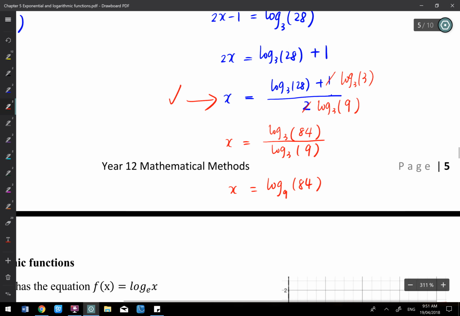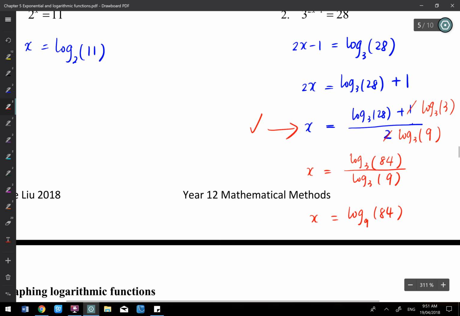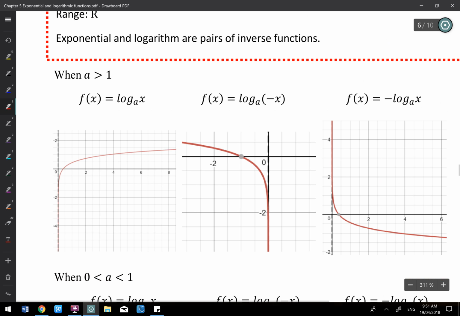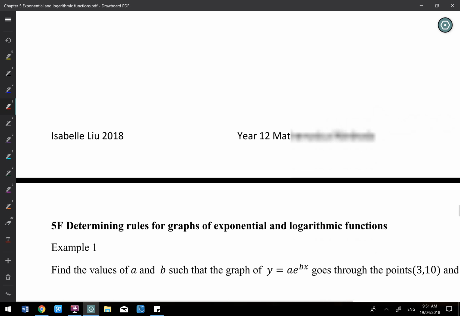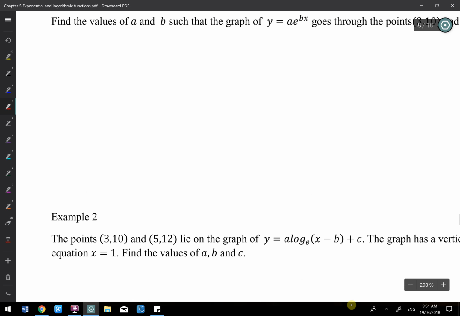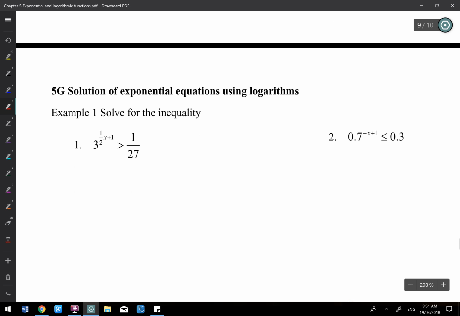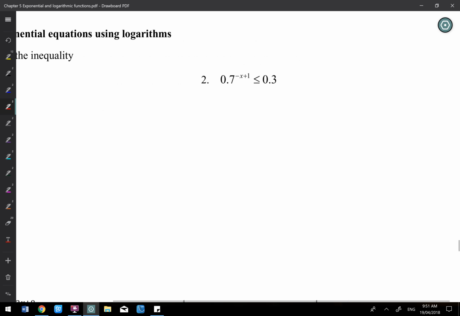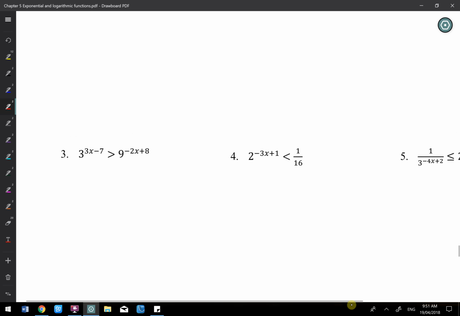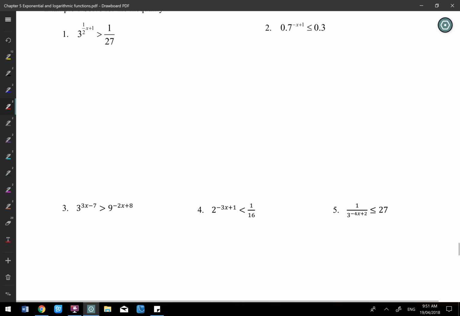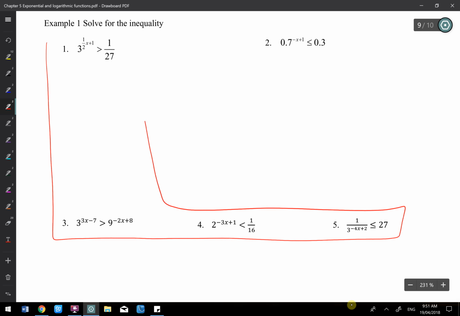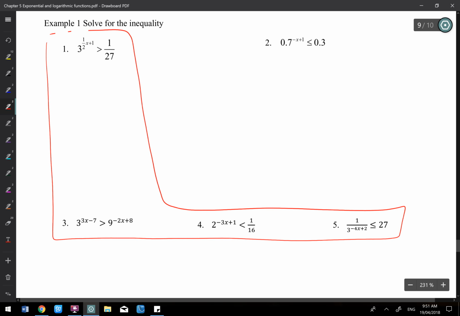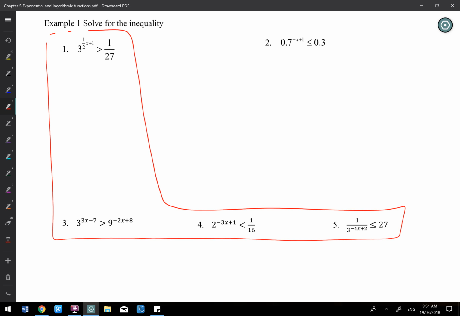Okay, that's page 5, on solving equations when you can't have the same base. If we keep going to the next couple of pages, where is it? Here, 5G, page 9. Okay, can you see those 4 questions? They can all have the same base. Base 3, base 3, base 2, base 3.